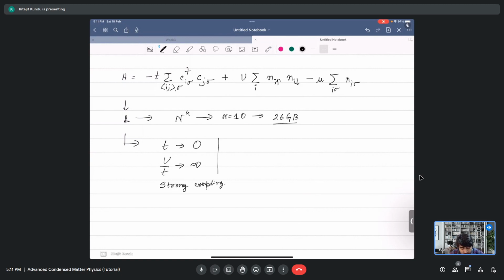And then there is the limit where u tends to infinity, or let's say t tends to infinity, so it has only hopping. So this u by t is actually going to 0. So these two limits are actually well understood. Okay, so this is called weak coupling.